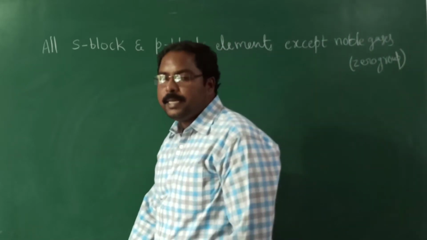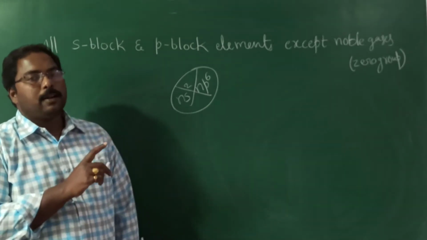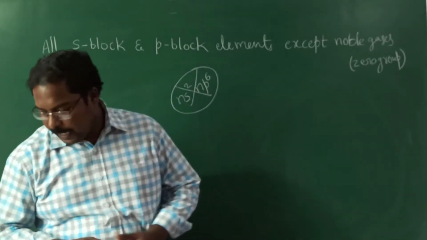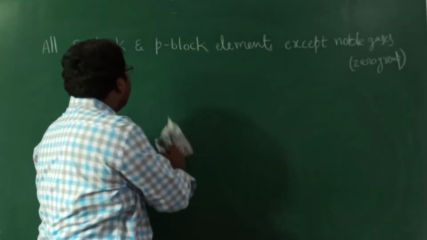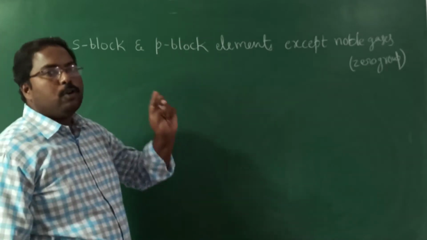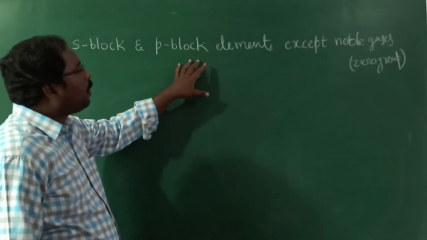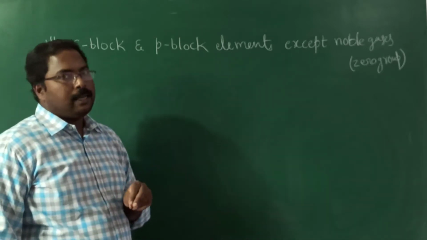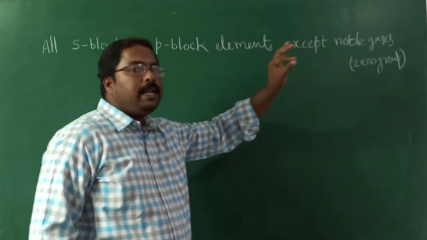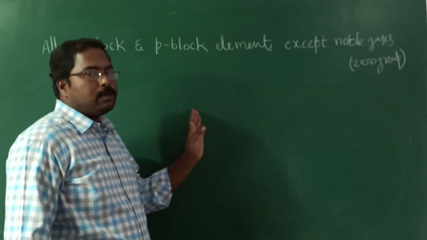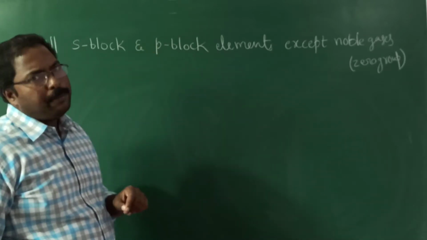Okay, except that 0 group, all these S block as well as the P block elements are known as representative elements. So how many groups will come under these representative elements? We know S block means how many groups? 2 groups. First A group as well as second A group. Coming to P block means we know it is 6. But out of the 6, the 0 group if you neglect, so remaining how many? 5 groups. So total 7 groups will come under these representative elements.